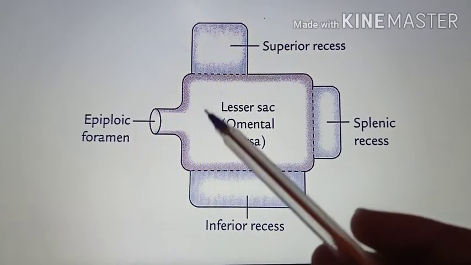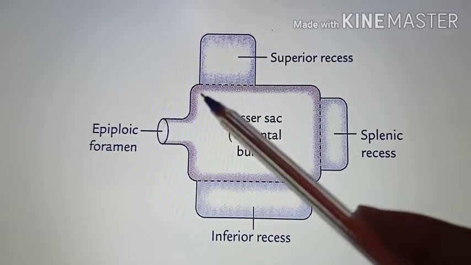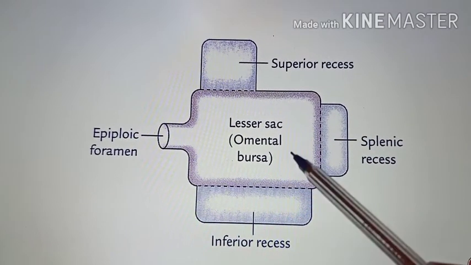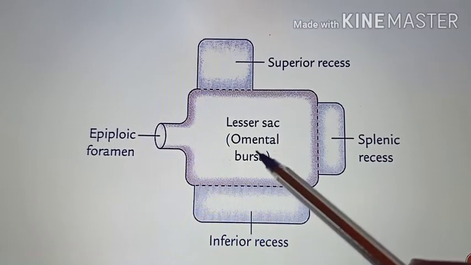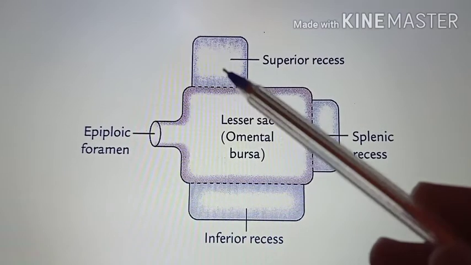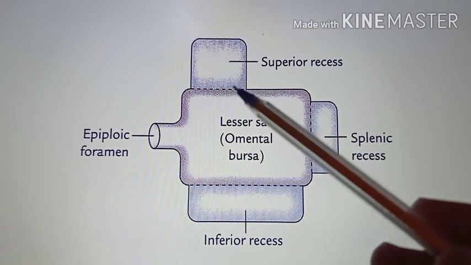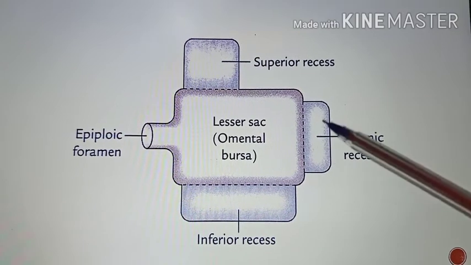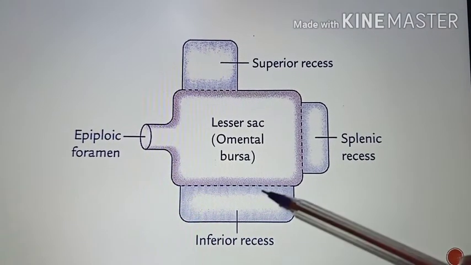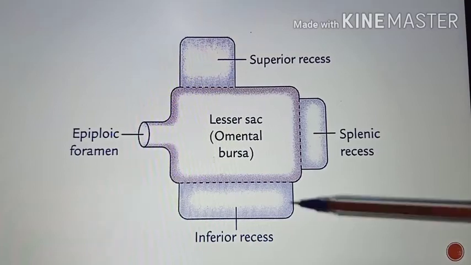So in this diagrammatic representation, first you saw this was like an empty hot water bag. From that, the extensions you're seeing are the superior recess, the splenic recess towards the left side, and the inferior recess.